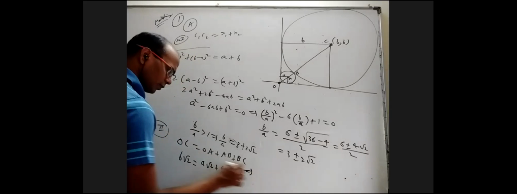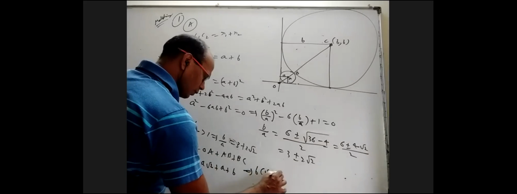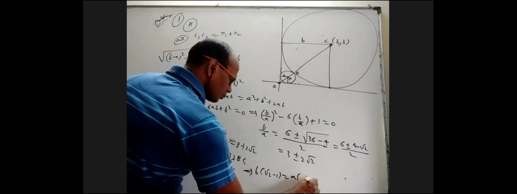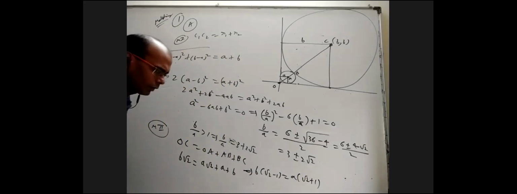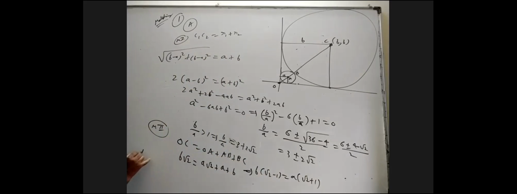So if you think with B this side, B into (root 2 minus 1) equal to A into (root 2 plus 1). Then what is your B by A? Root 2 plus 1 by root 2 minus 1. When you rationalize it, multiplying by root 2 plus 1, root 2 plus 1, you will get (root 2 plus 1) whole square, which is 3 plus 2 root 2.